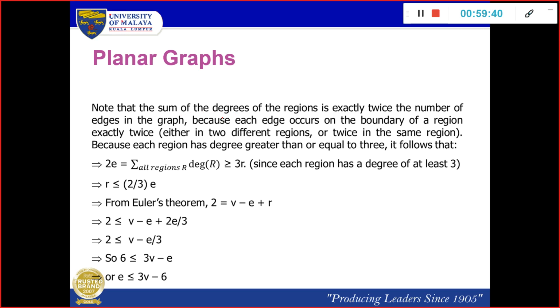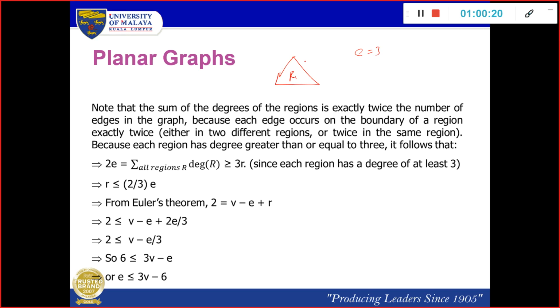Let's look at the simplest example for corollary one, 1, 2, and 3. Region 1 has 1, 2, 3, and region 2 has 1, 2, and 3. Edges, how many edges? You have 3 edges. So the sum of degrees of the regions is exactly twice the number of edges in the graph. The degree of R1 is 3, plus 3. Edges is equal to 3.